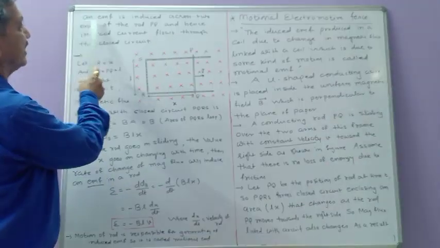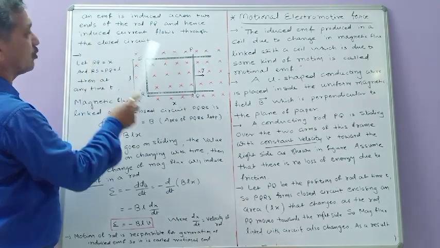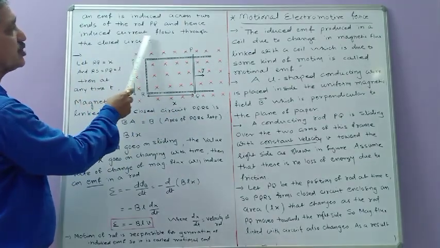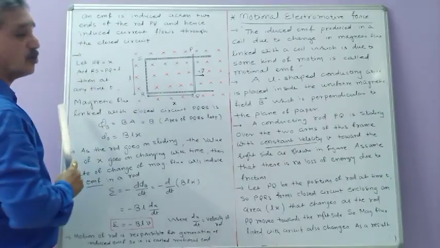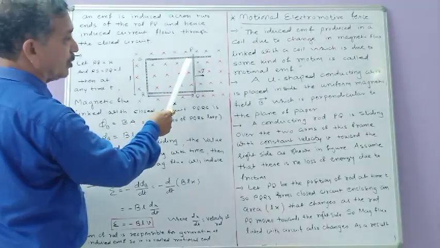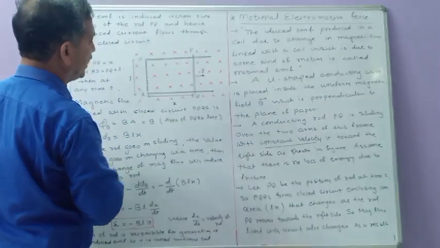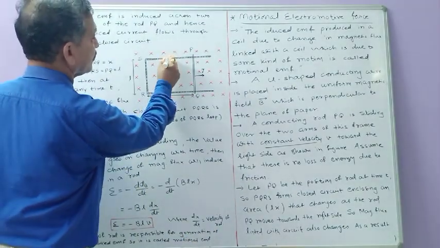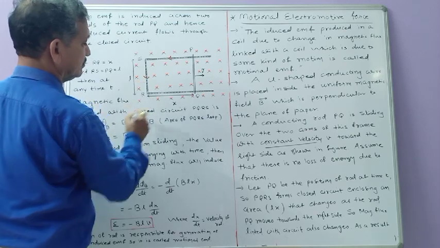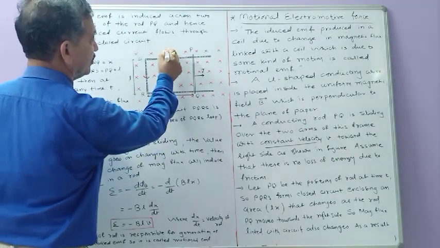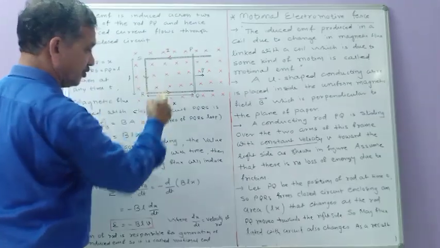As a result, an EMF is induced across these two ends of the rod PQ, and hence the induced current flows through the क्लोज सर्किट। अगर ये रॉड PQ का P एंड पॉजिटिव है देन करंट विल फ्लो फ्रॉम P टू S, S to R, R to Q and Q to P. So that will be the electric current I flowing in the circuit.